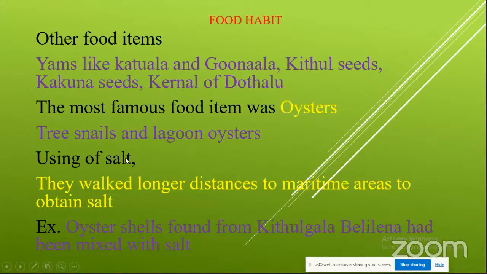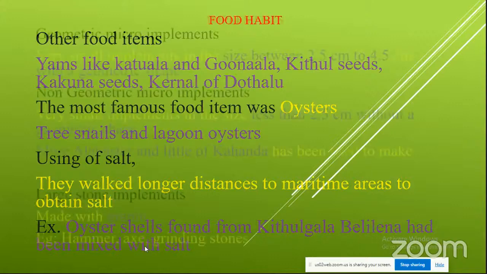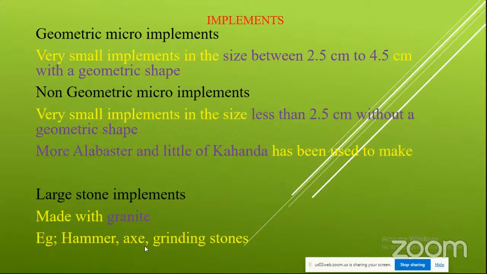Even they were using salt. That means without salt, they did not eat any food. So with adding salt only, they have eaten food. To get salt, what they have done? They have gone to maritime areas, to coastal areas, and obtained salt, and then moved to their settlements and used salt. The evidences about the usage of salt are found once again from Kitulgala Beli-lena. So you see, many of the evidences related to the food habit of the Stone Age man of Sri Lanka had been discovered from where? From Kitulgala Beli-lena.